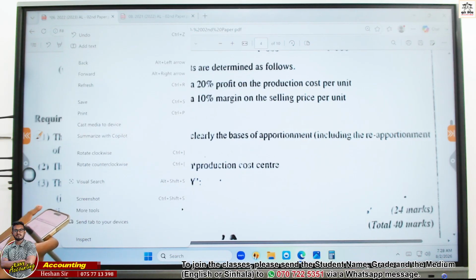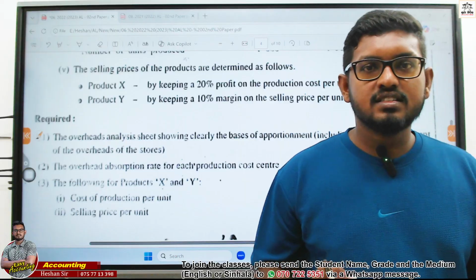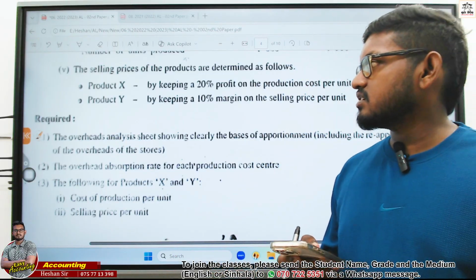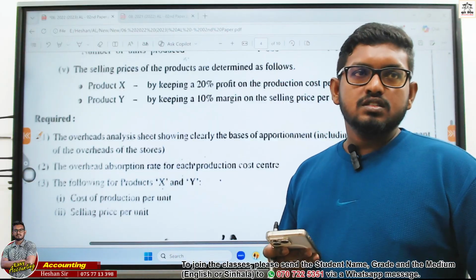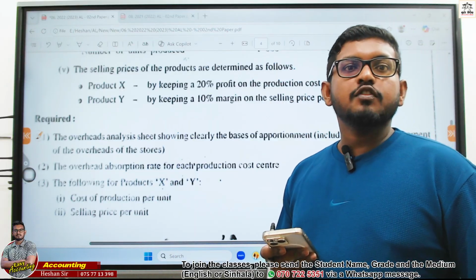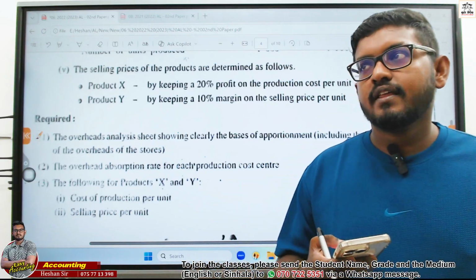Required overhead, and now there is no revised thing. Up to last year, 2024 and 25, they have given the calculated overhead absorption rates. We need to revise it, right?